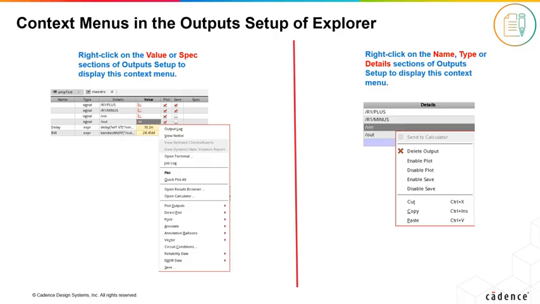Then we have the right-click context-sensitive menu that comes up whenever you click on the name, type or detail sections. You can use it to delete outputs, enable or disable plots, etc.